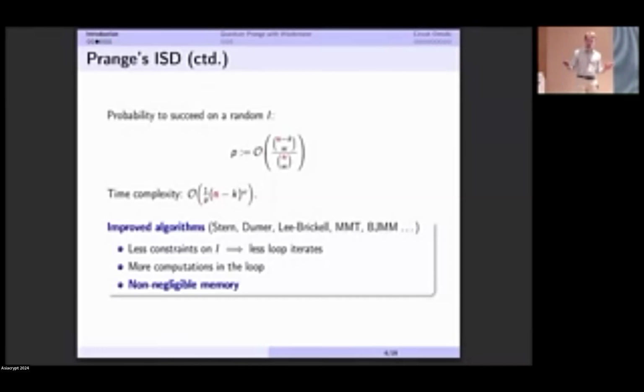Now, there are many improved algorithms, which is why this talk is actually going to be on very simple algorithms, because all these improved algorithms basically put fewer constraints on the choice of columns, and they have fewer loop iterations to perform. But this comes at the cost of doing more computation at each iteration, and usually this means more memory. And in this talk, we're interested in memory-efficient algorithms, so reducing as much as possible the amount of memory we use. So all of these advanced variants are out of the picture, and we're only focusing on the simple initial Prange algorithm.